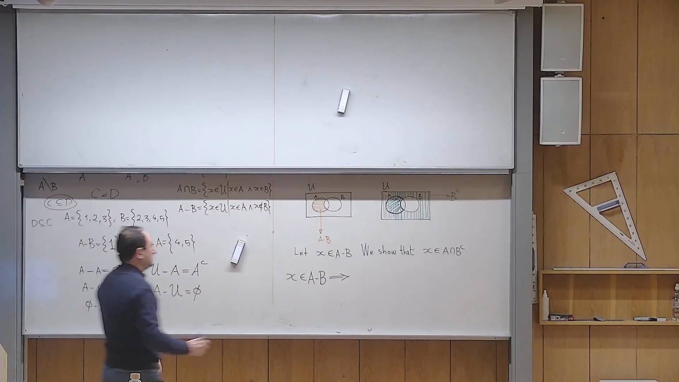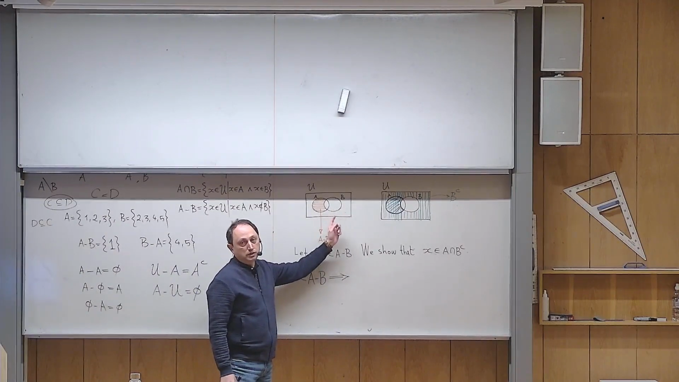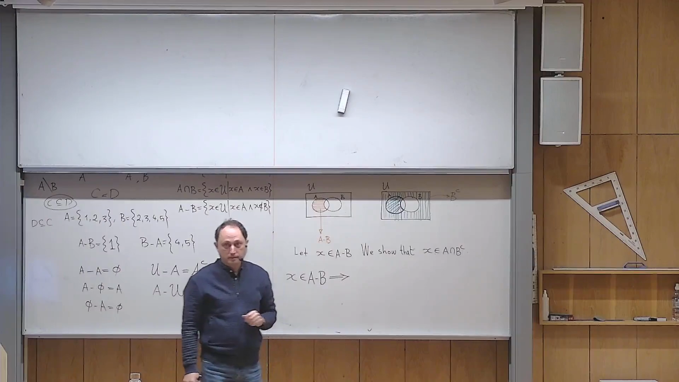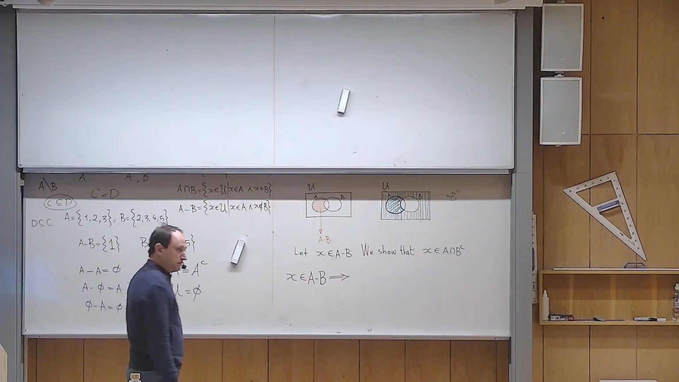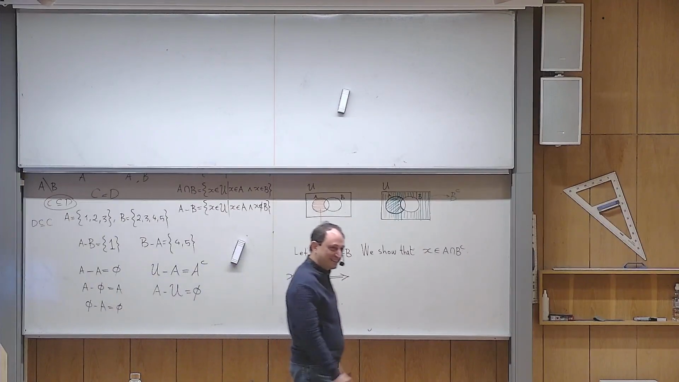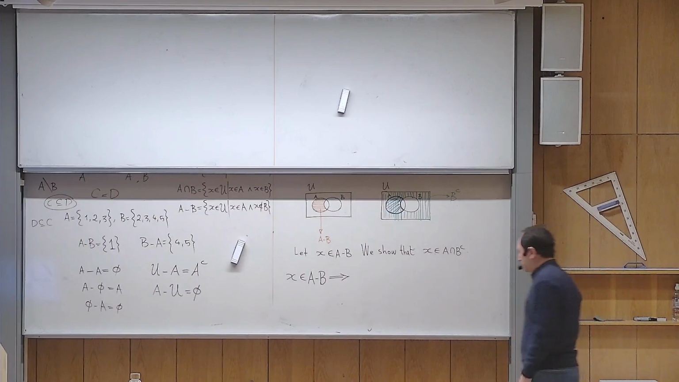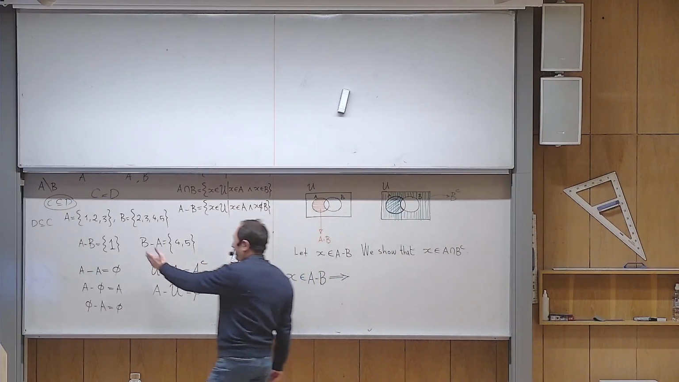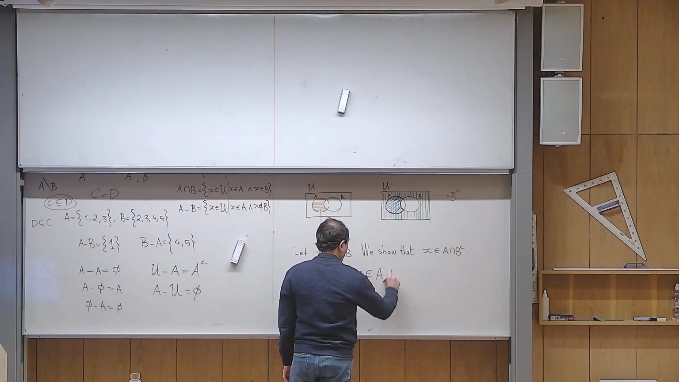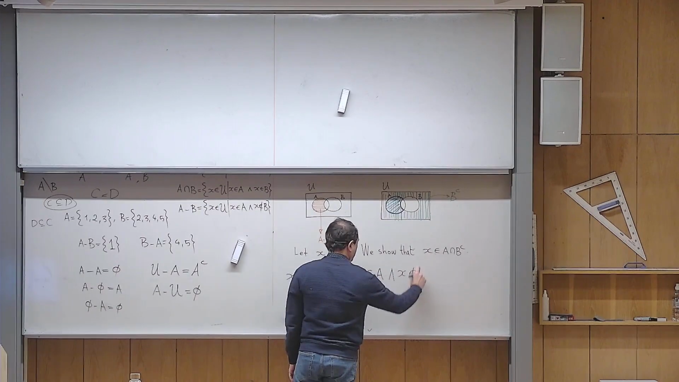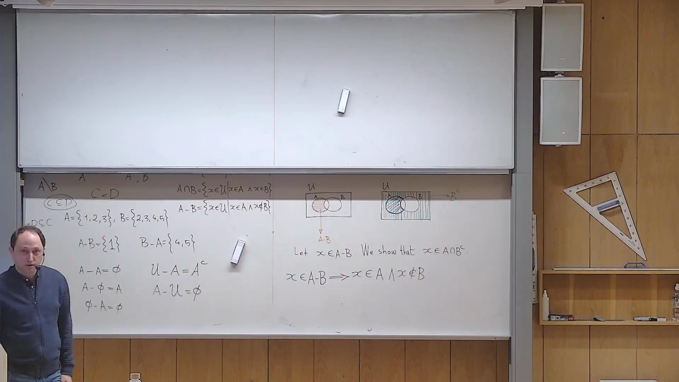Because, for example, here, if I choose this point, it is not in B, but it is not in here either, yes? So X belongs to A minus B means what? You are killing me. X belongs to A and X does not belong to B. Yes, this. That's the definition I told you a few moments ago. So X belongs to A and X does not belong to B. This is the meaning of X belongs to A minus B.